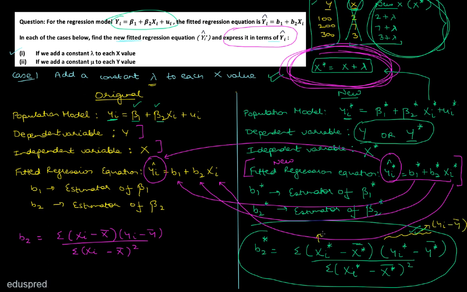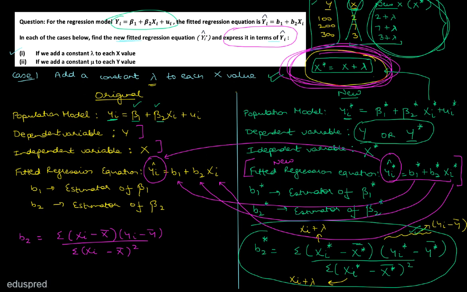Instead of this xi star, if I want, I can write xi plus lambda. Similarly, instead of this xi star, if I want, I can write xi plus lambda. We have already established this relationship. Now let's discuss what we can write instead of this x star bar.